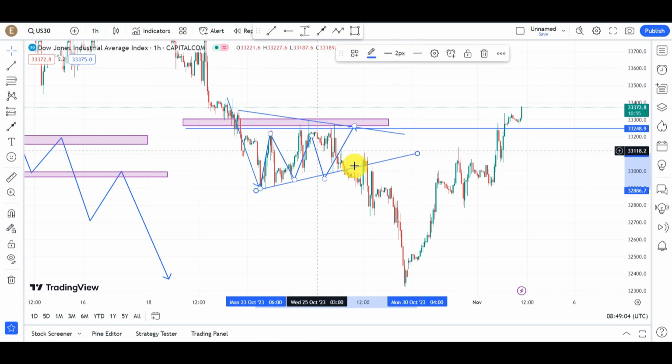So guys and girls, once the market broke this level, we did get another re-entry right here.